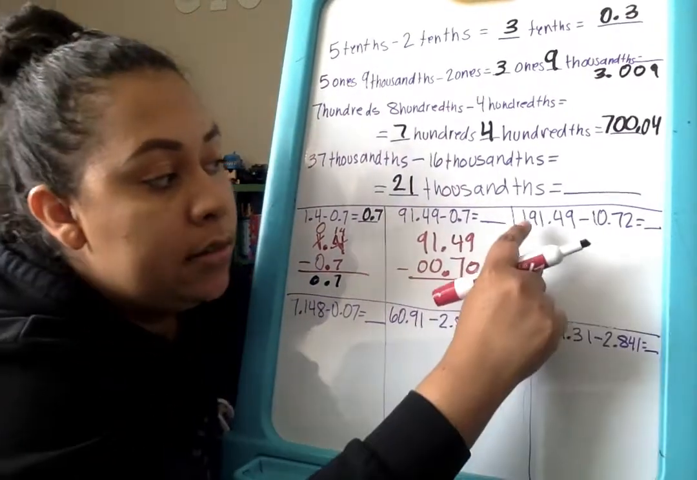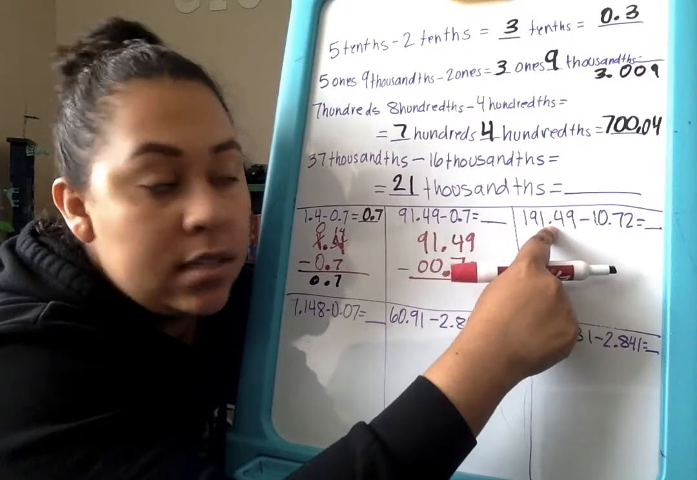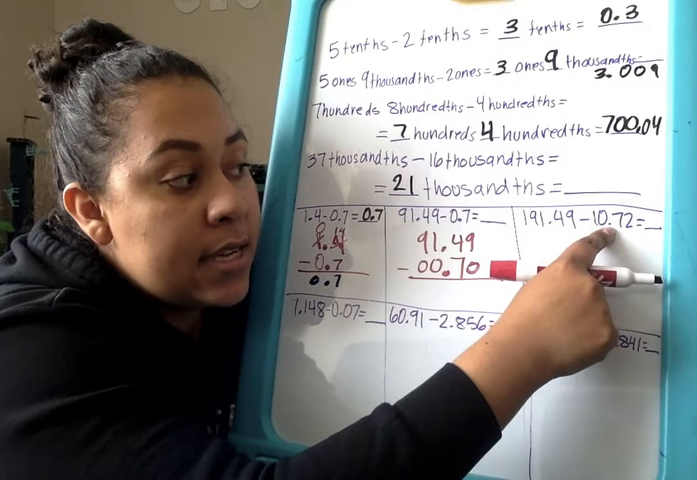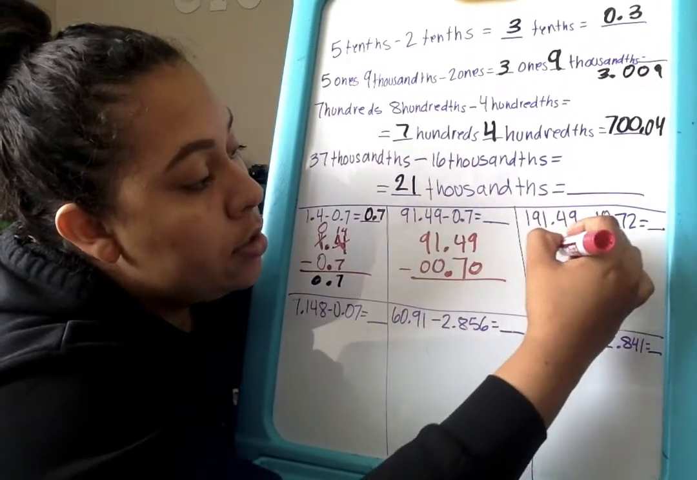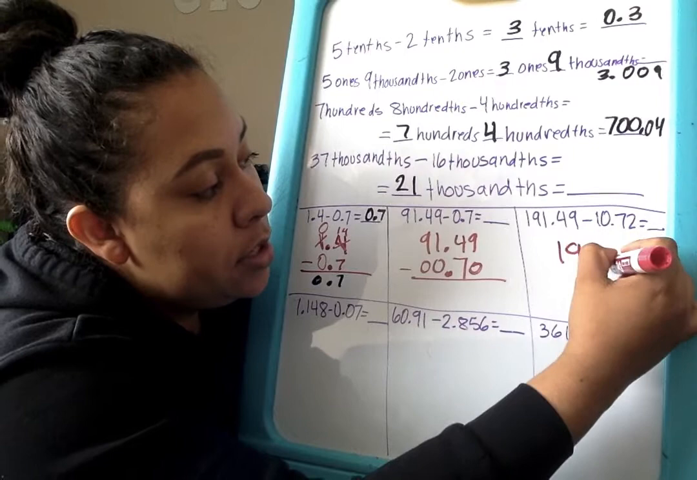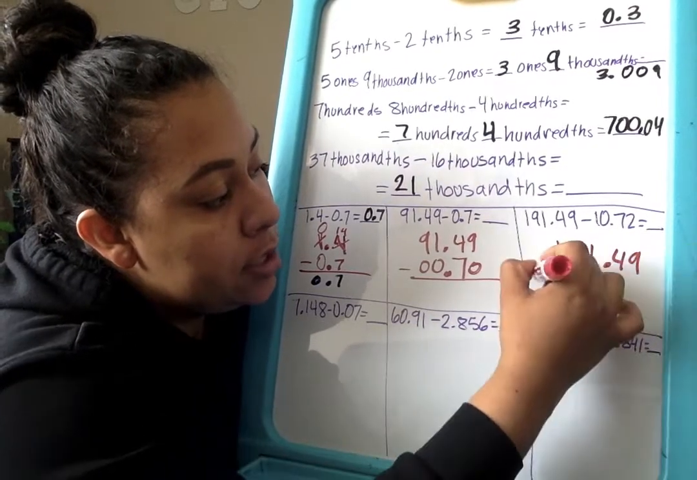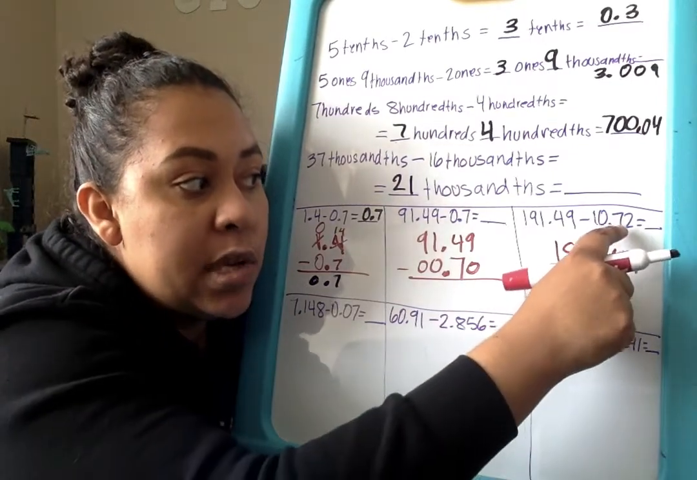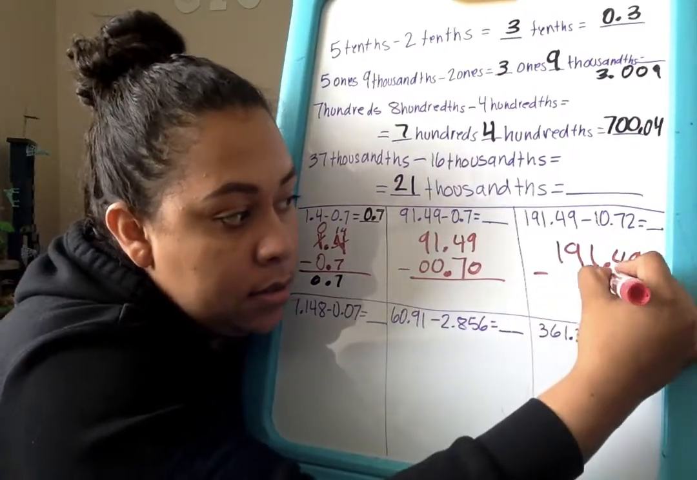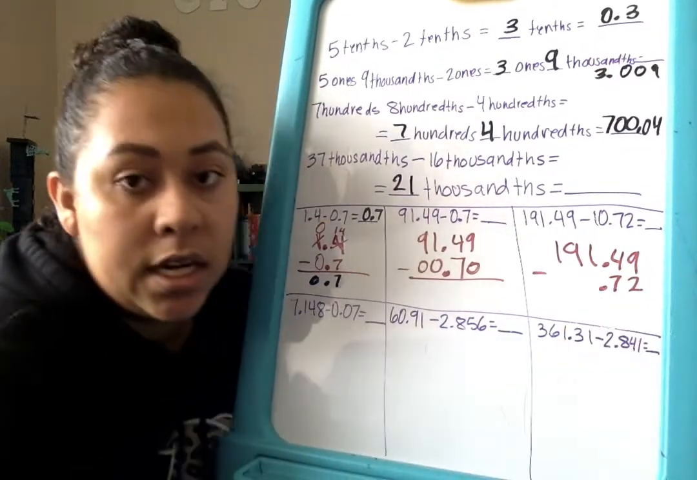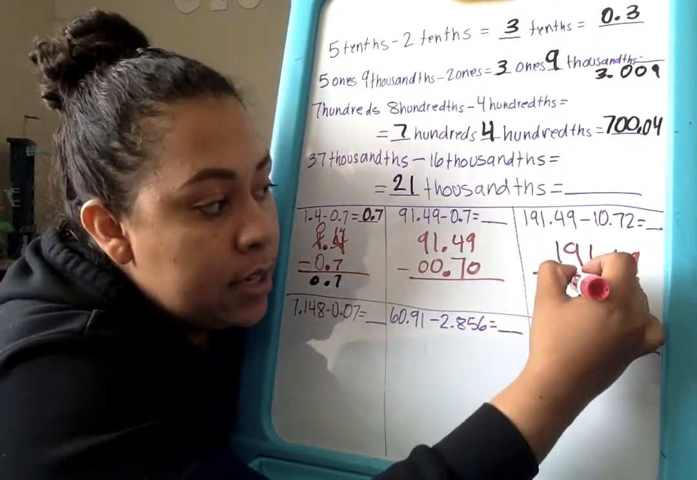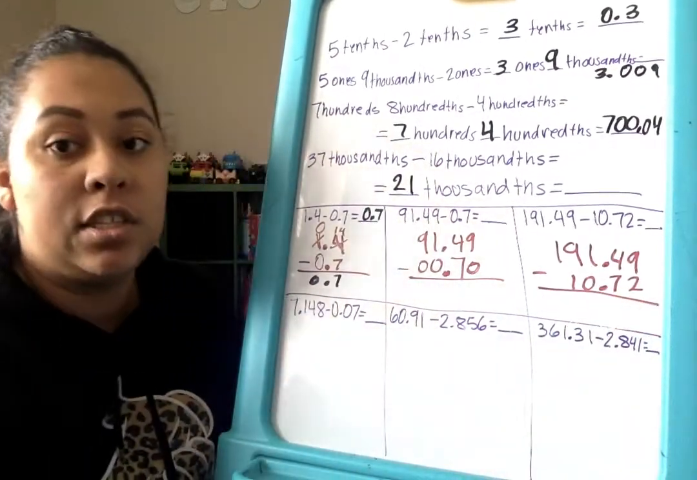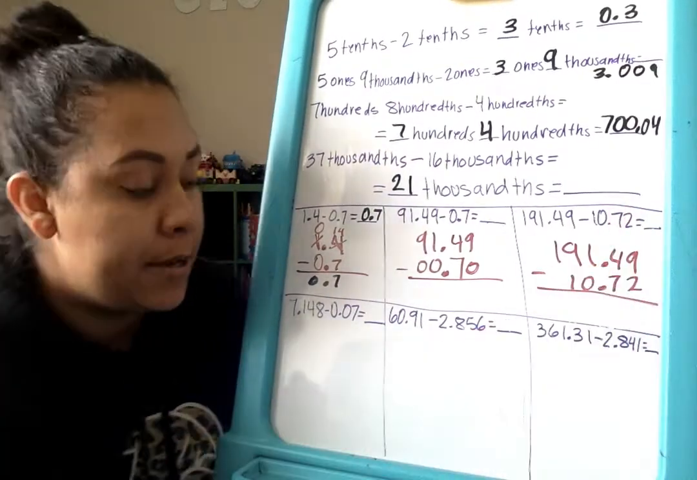So now the next one, 191 and 49 hundredths minus 10 and 72 hundredths. So start with your first part, so 191 and 49 hundredths minus, and then line up your place values. So you have 72 hundredths. So 72 hundredths, and then you have 10. Okay, so then subtract, plug in your answer in the blank.